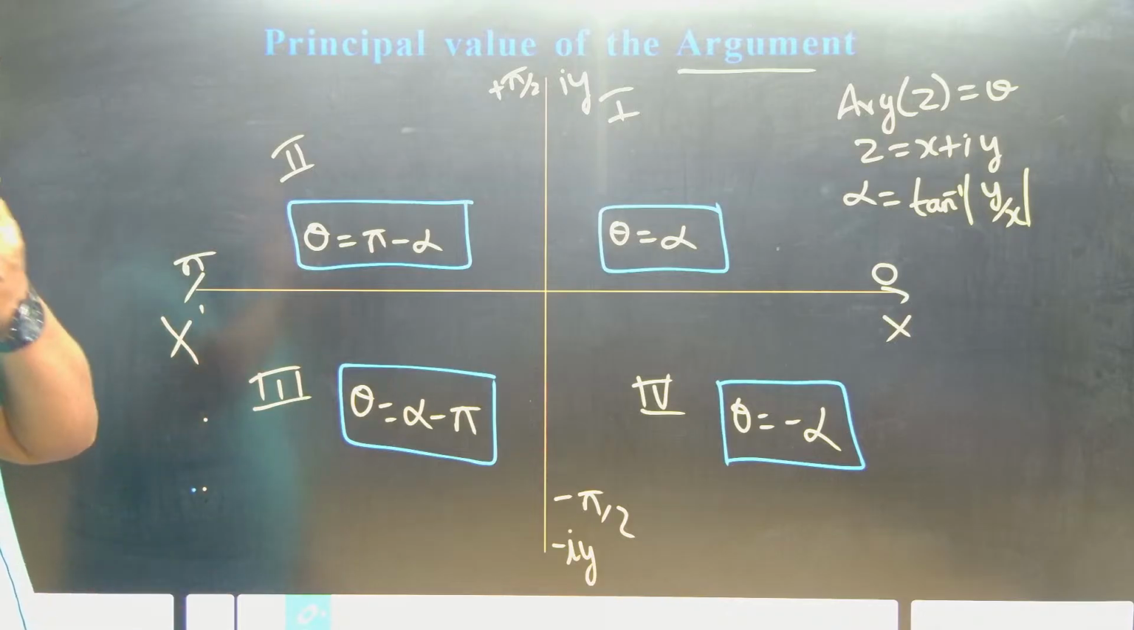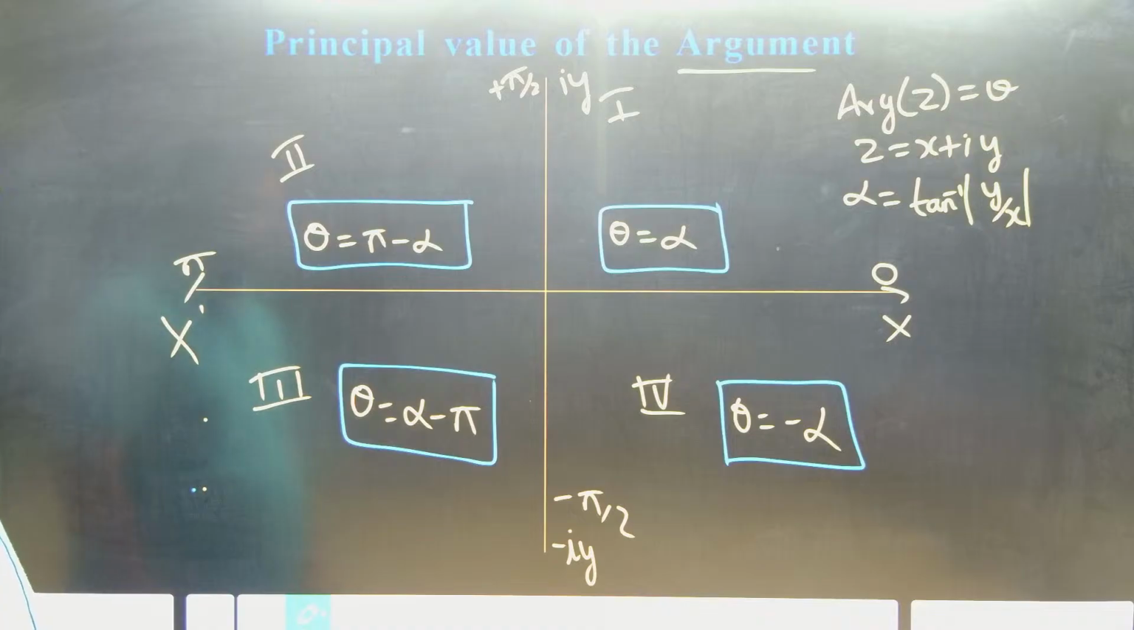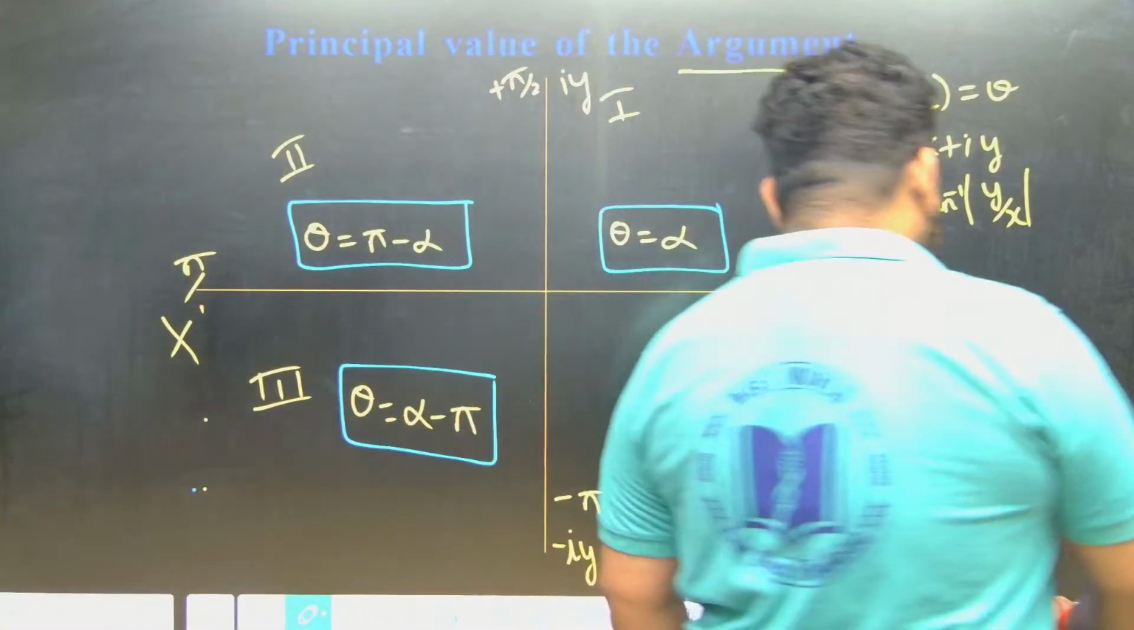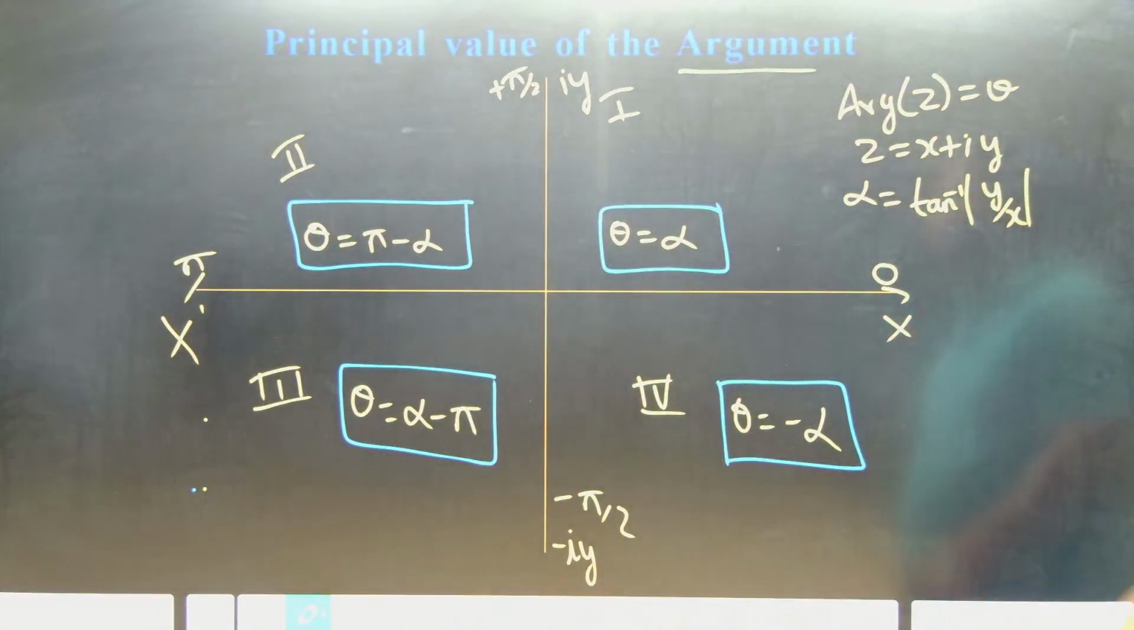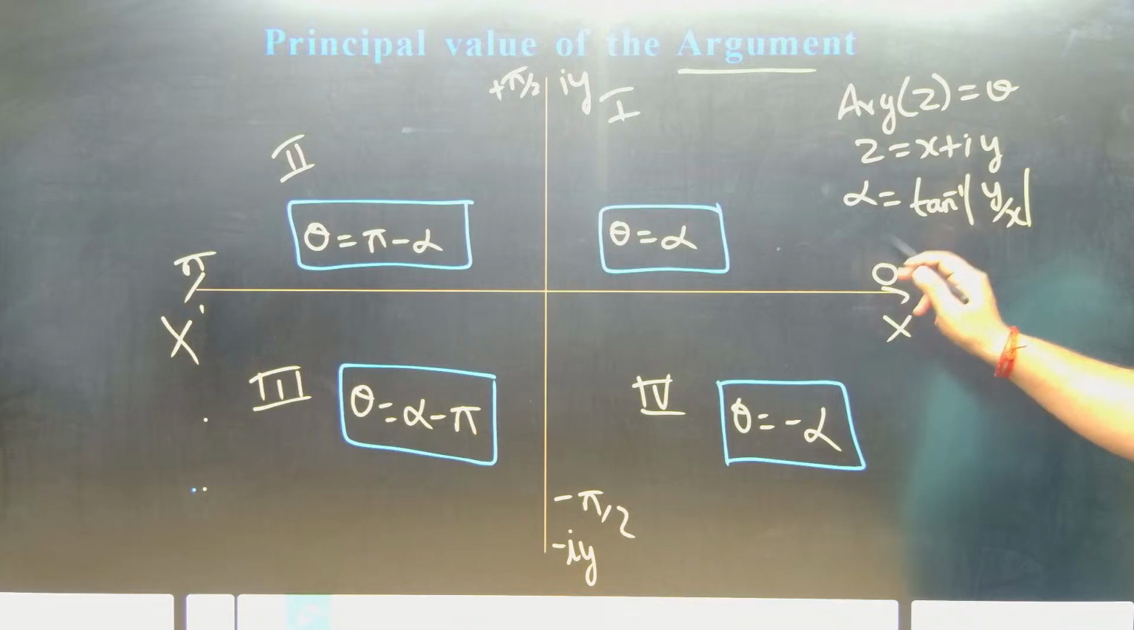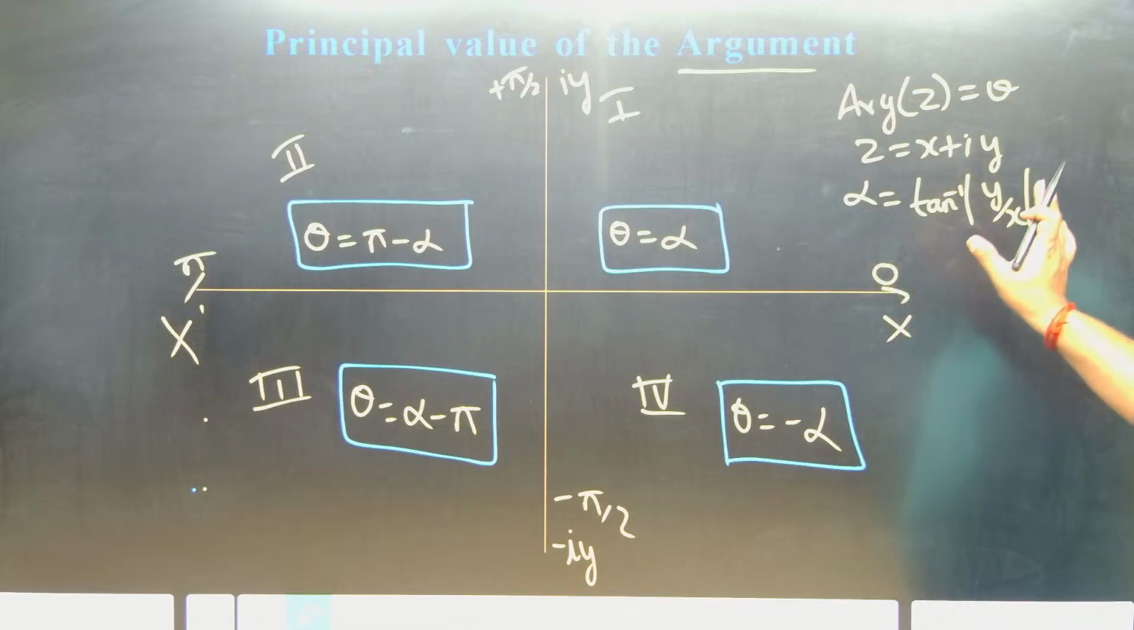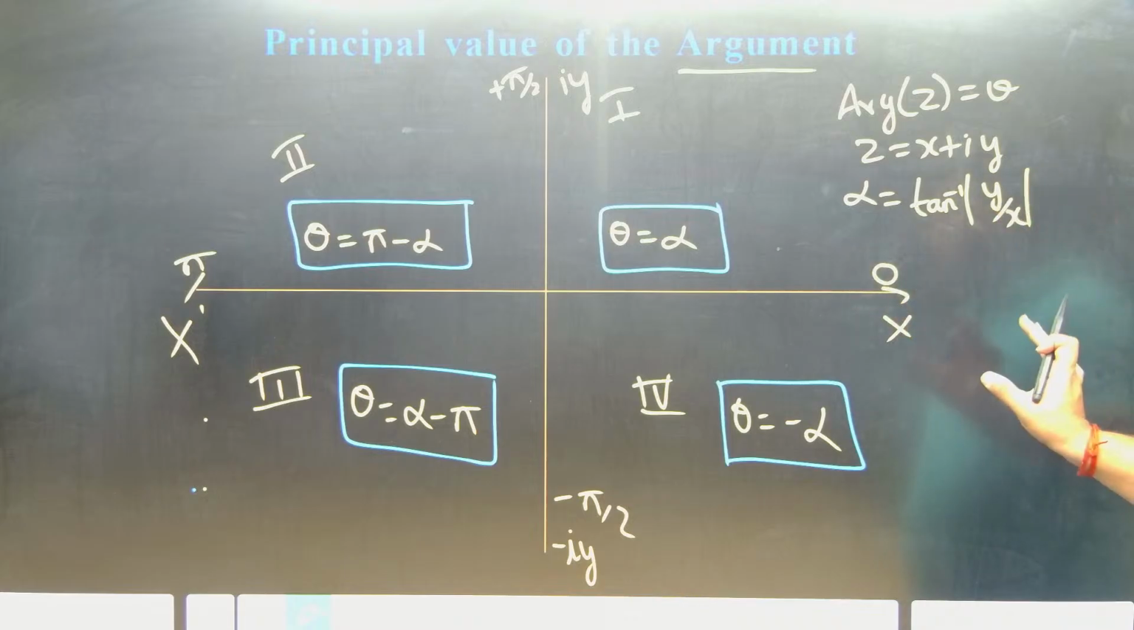Now based on this they will give some questions, and they will ask you to find out the value of alpha. But before going to that, let us learn some properties of argument of complex number. Even if they give argument or amplitude, it is one and the same. You have to find out the value of theta. So how to find out the value of theta? First you find out alpha. Alpha is equal to what? Tan inverse of modulus of y by x.